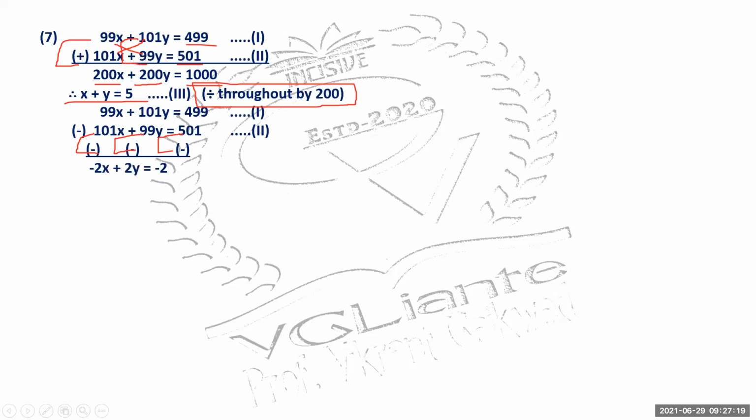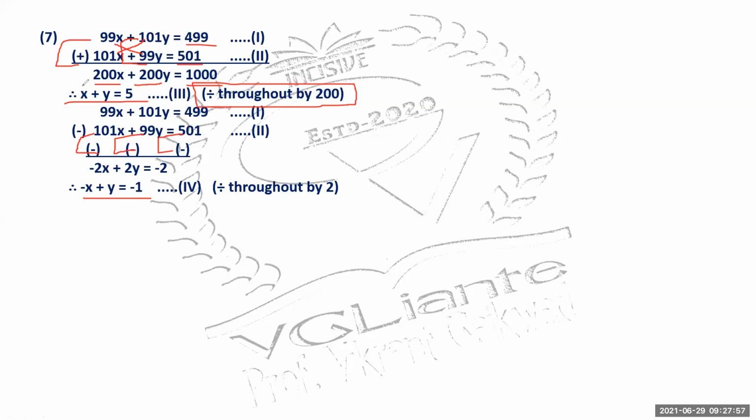the equation formed is minus 2x plus 2y equals to minus 2. Now here 2 is common everywhere, so you can divide the complete equation by 2. When you divide that with 2, you get the equation written as minus x plus y equals to minus 1.